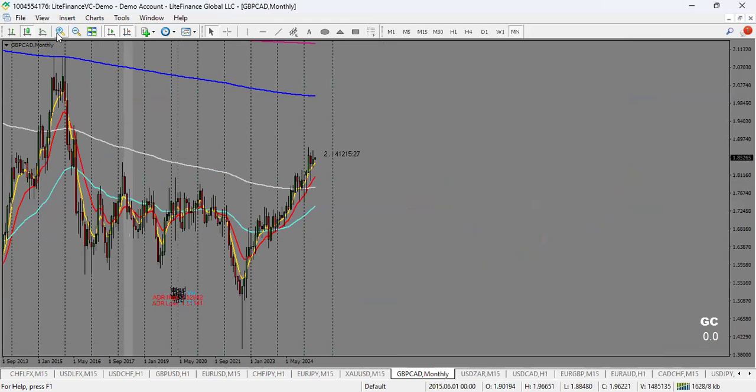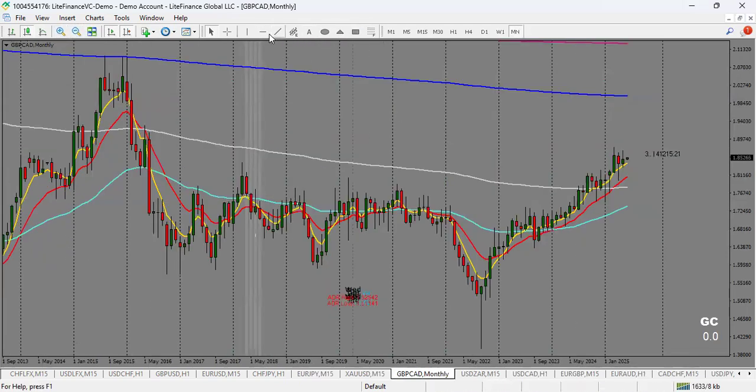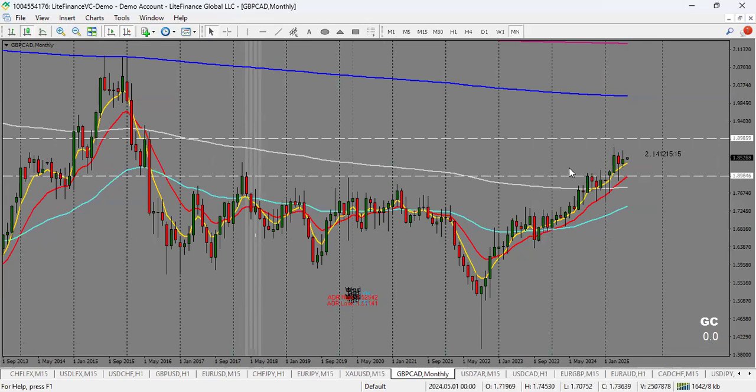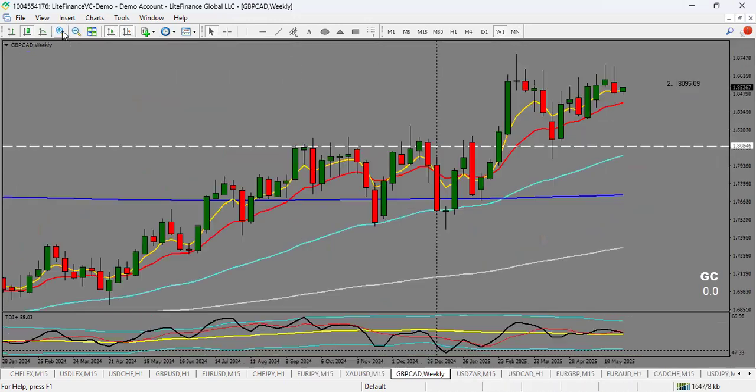Okay, so let us do our analysis. So this is the monthly time frame. And you can see the market structure here is showing that we are in a bullish market structure, and we should continue going up. This is the weekly time frame. When you look at this, you can see how the market had moved here, like 1, 2, and it is going for the third time now.